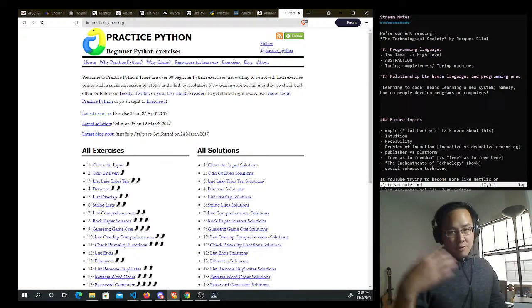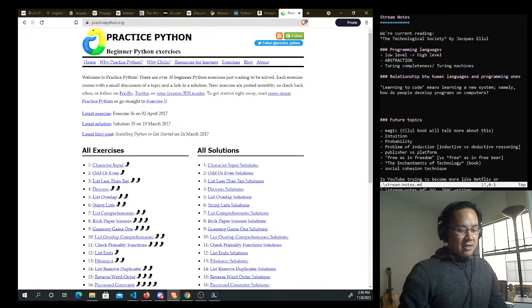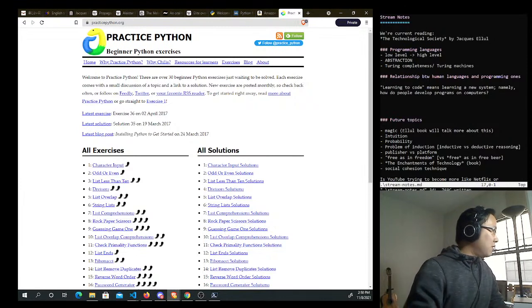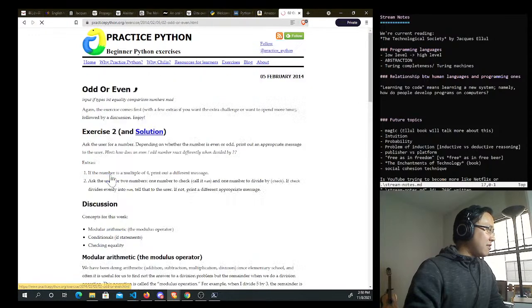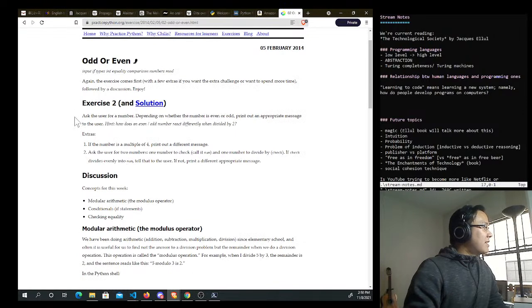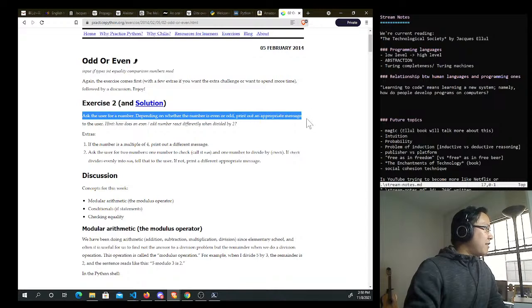And these will be quite well-defined exercises and things that you could do in order to prove that you could write Python code in a certain way. Okay, so this is supposed to be a pretty easy exercise. Let's see what it says. Alright, it says, ask the user for a number. Depending on whether the number is even or odd, print out an appropriate message to the user.